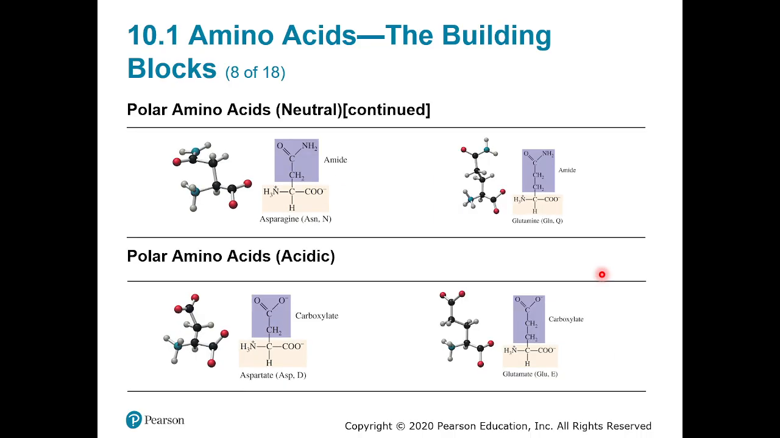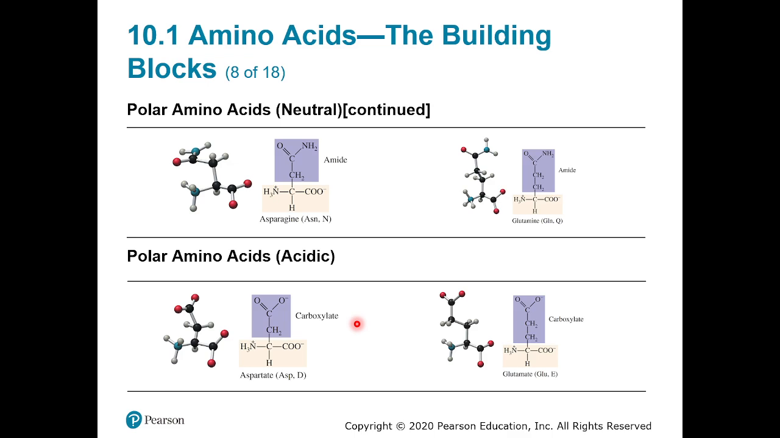This is your amino acids that are neutral again. The continuation of it, because I can't fit them all on one page. And so asparagine, glutamine. Notice the "-ines" because they have the amides here with the nitrogens.